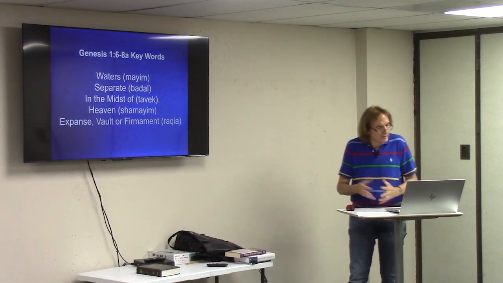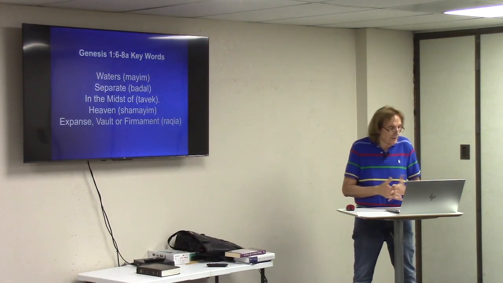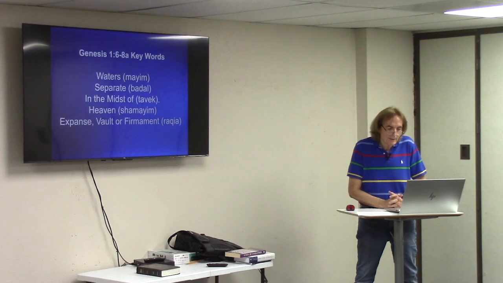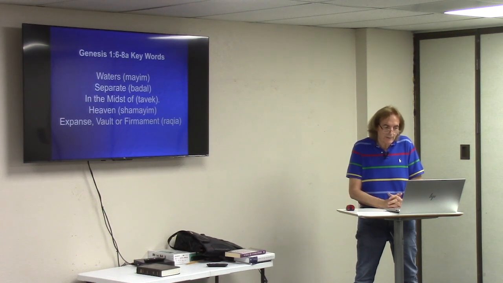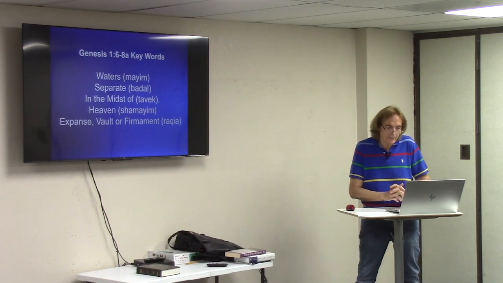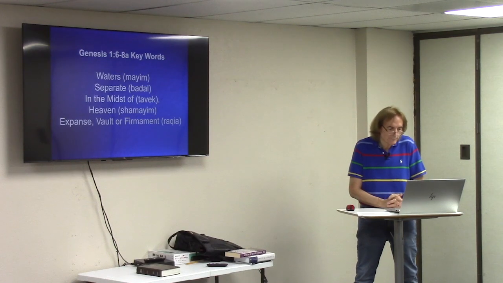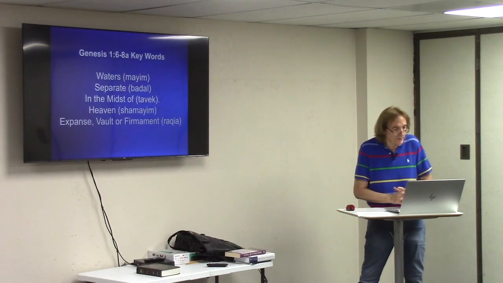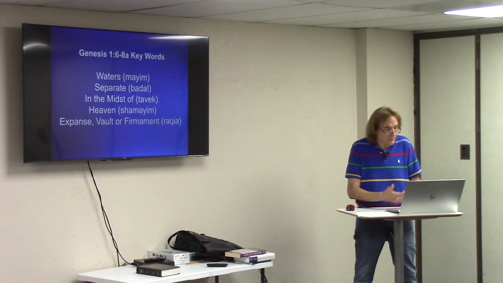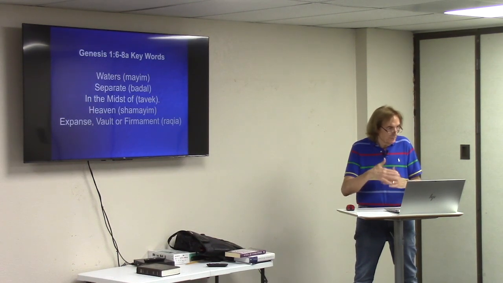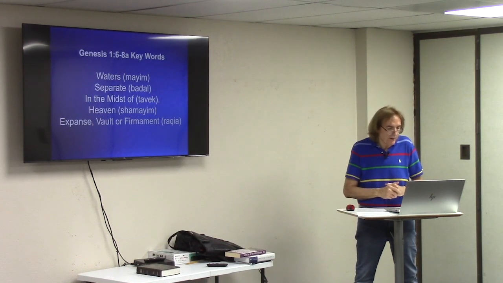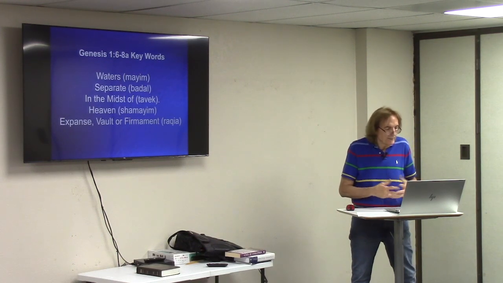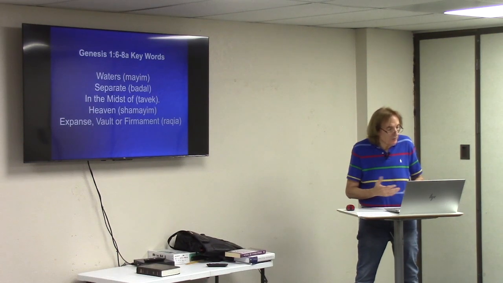So to try to understand Genesis 1:6 through 8a even better, let's study all the key words in this passage, including the most important word in this passage, which is this Hebrew word rakia. So the key words found in this passage are waters, which is mayam, we just talked about that. To separate or to divide is badal. In the midst of is tavek. The word heaven is shemayam. And the expanse, vault, or firmament, of course, is rakia.